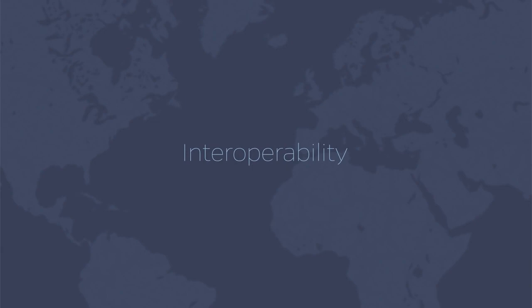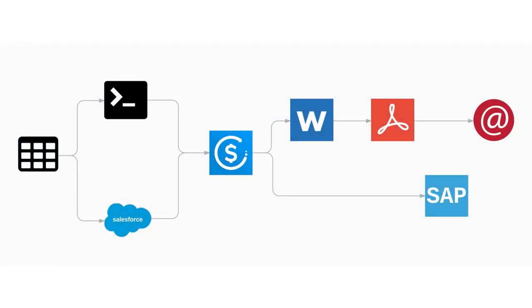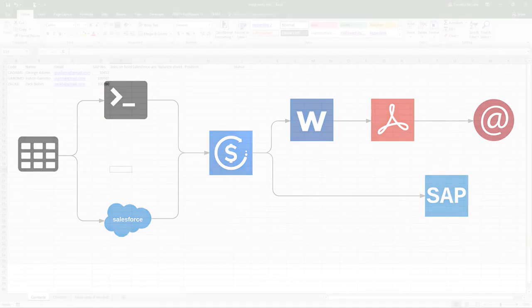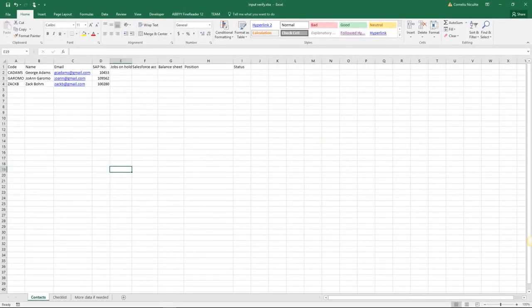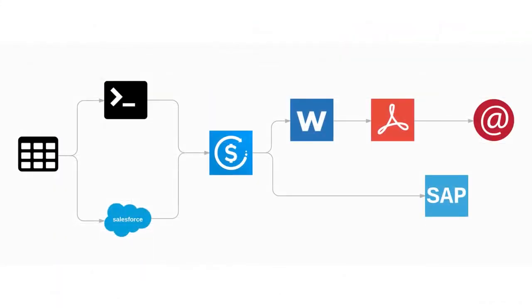Moving on, robots can work with multiple applications simultaneously. In the next example, our robot will work with 7 applications at once: Excel, Word, PDF, email, SAP, terminals, and Salesforce. The Excel file contains the name, email, SAP number, and an individual code for each person. The robot will first read this data, then open the terminal, input each person's code, and get all the data from the terminal.